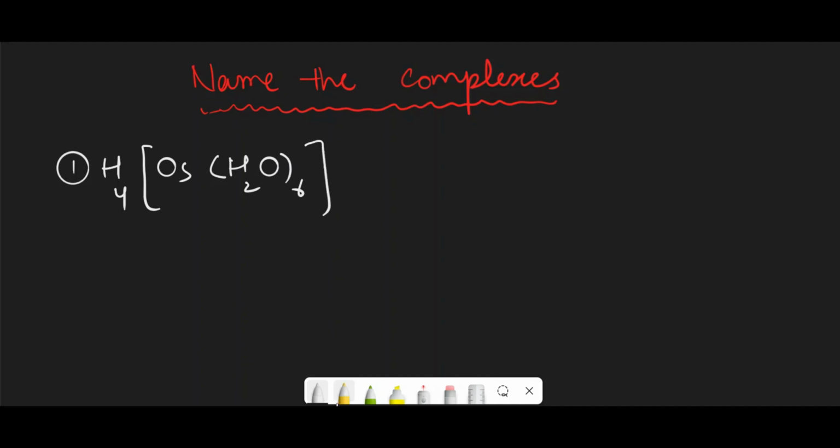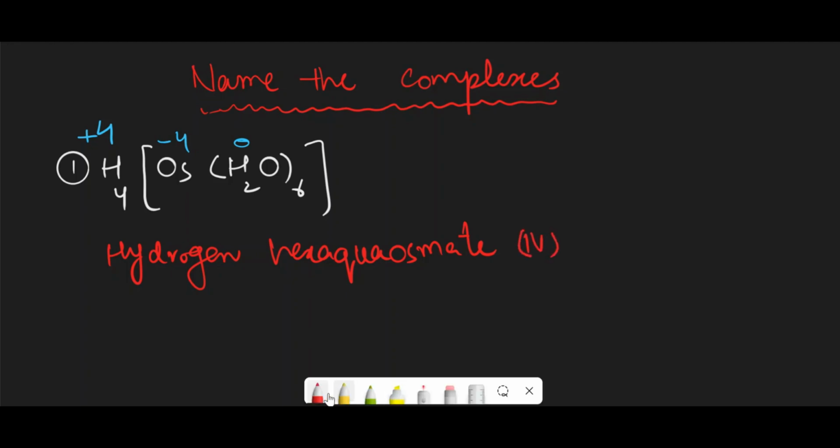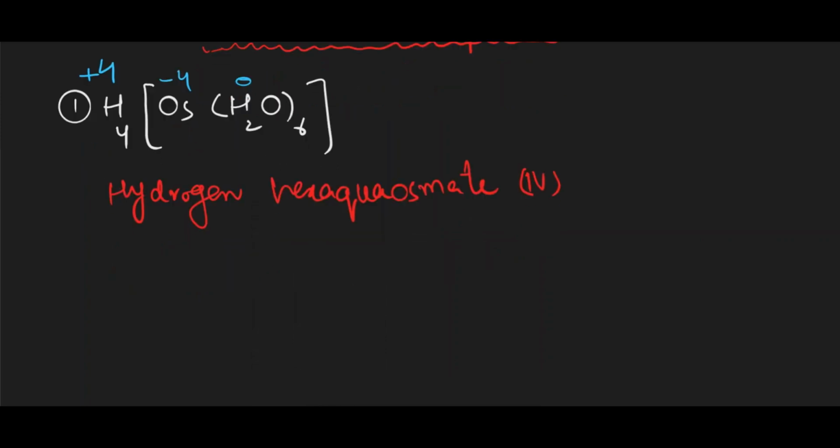Now we come towards giving the oxidation states. So water shows 0, osmium shows -4. So overall the complex is neutral. So the name of this compound is hydrogen hexa aqua osmate, because it's osmium and we have to write it osmate because it's negatively charged. Like the complex inside the bracket is negatively charged, so we have to write ATE at the last of the name.